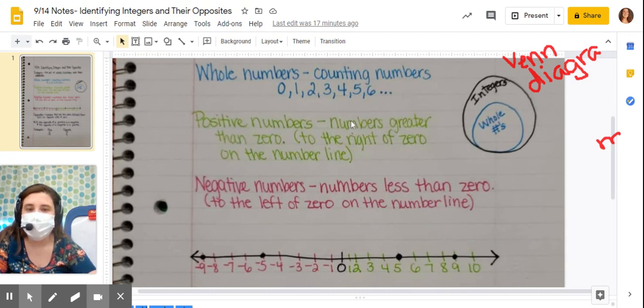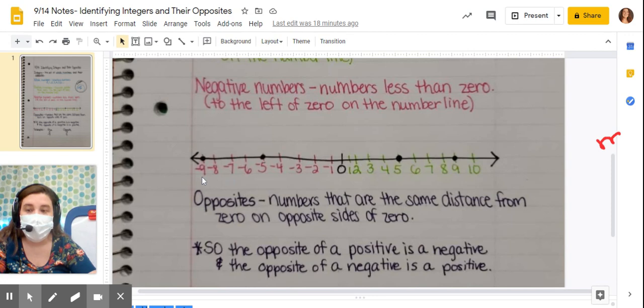Positive numbers are numbers that are greater than 0. If they're greater than 0, they are to the right of 0 on the number line. Negative numbers are less than 0. Greater and less are opposites. So if positive numbers are to the right of 0, then negative numbers have to be to the left of 0.